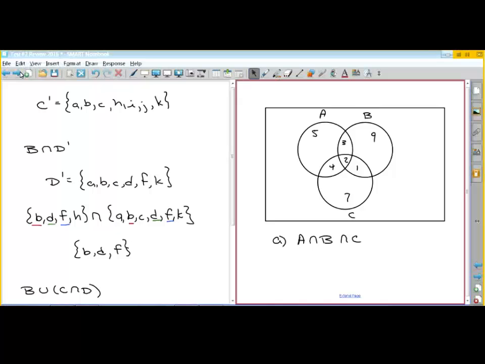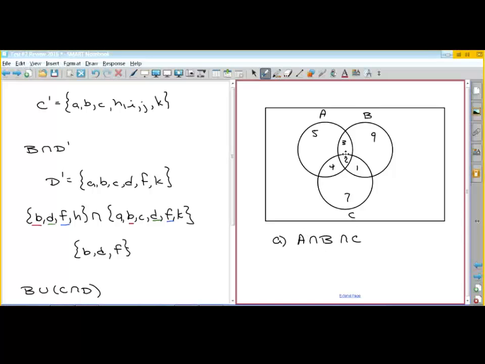Now, one problem is looking at a Venn diagram where we have these numbers representing the number of elements in these different locations within the three sets, sets A, B, and C. And I'm asking for the number of elements represented by this statement. Usually we have A, B, and C, or A, B, and A intersect B intersect not C. We're not going to do unions because that gets a little more complicated.